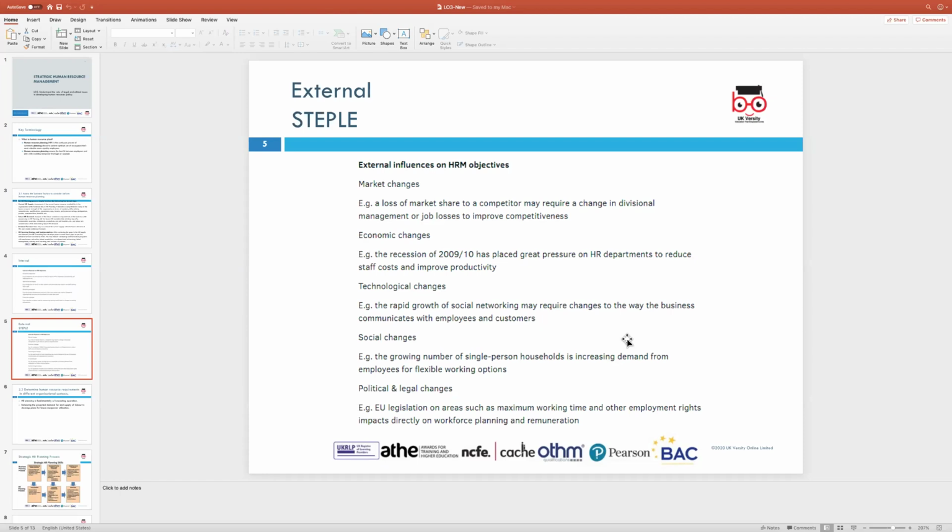And then, as we spoke at the start of this lecture, the political and legal changes. So, like, changes to the employment laws, rights of associates, minimum wage that's required to be given to them. That obviously will make an impact on the overall HR planning.